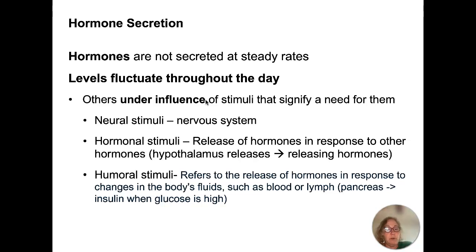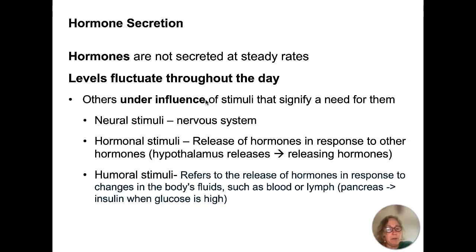You understand that one. Hormonal stimulus. This is the release of hormones in response to other hormones. So your hypothalamus releases hormones to Ant Pit, to releasing hormones, which release hormones to thyroid releasing hormones. Yeah, I know it's crazy, but it's the loop we know. So hormonal stimuli is like releasing hormones from Ant Pit. Okay?